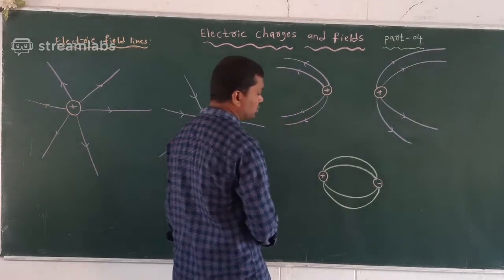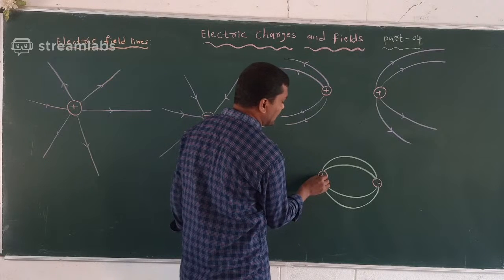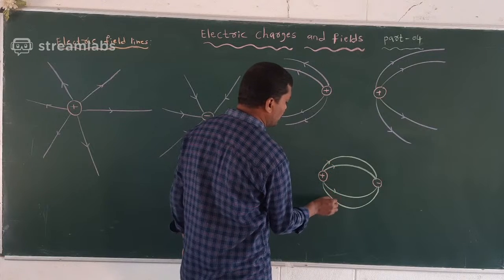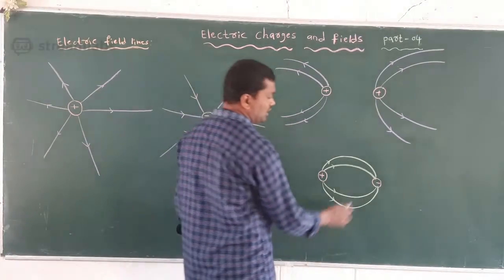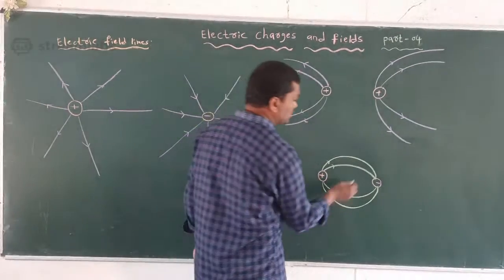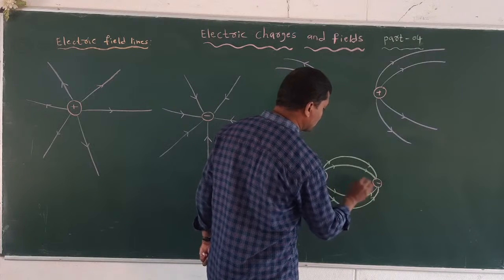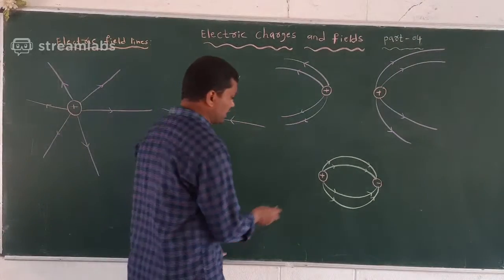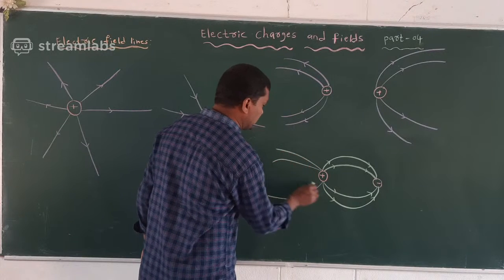positive to negative. So when we observe the positive charge, the direction of the field lines will be away from the point charge. So I can draw the arrow marks on these lines. Next, for the negative charge, the lines approach the point charge. So I draw the arrow marks towards the negative charge, and we can take another field lines. We can draw another field lines.